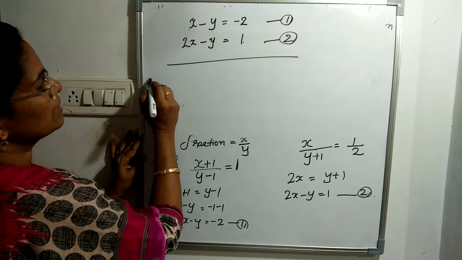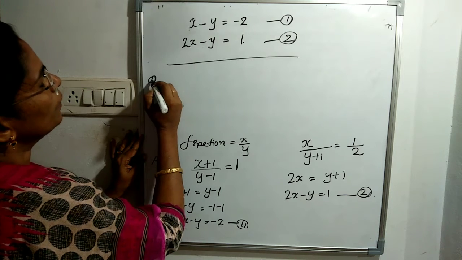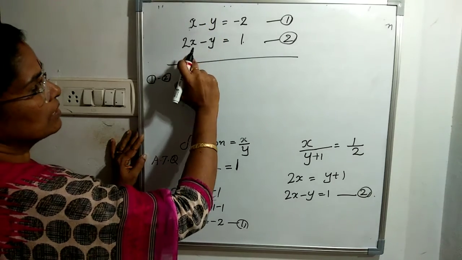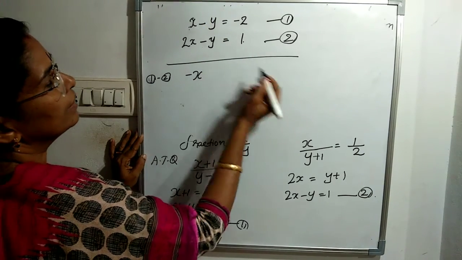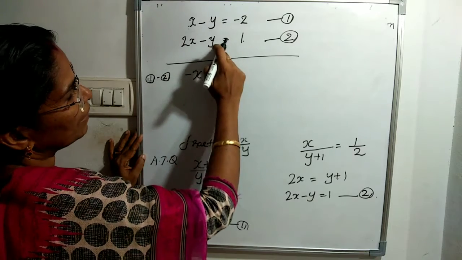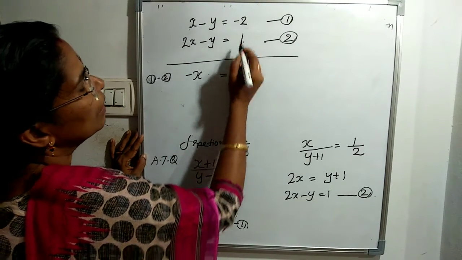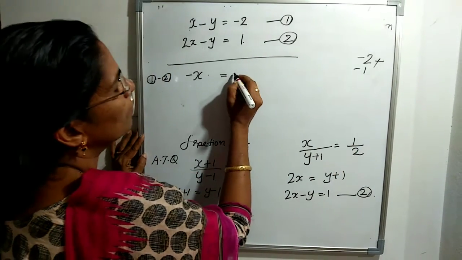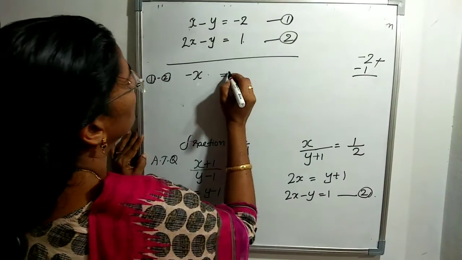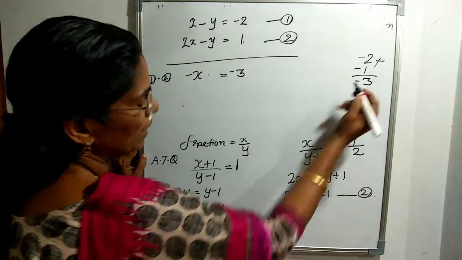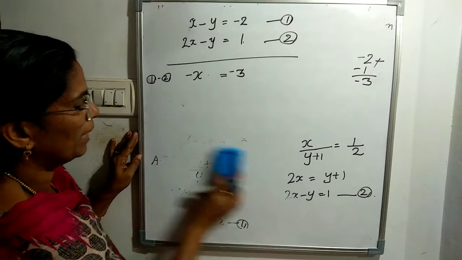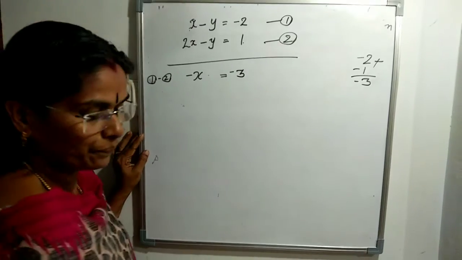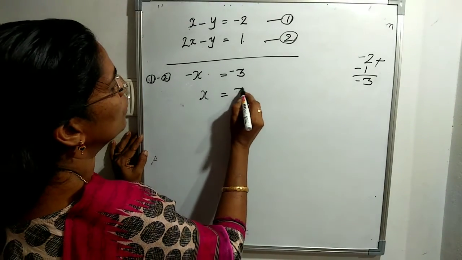We subtract equation 2 from equation 1. We take 1 minus 2 now. x minus 2x, so it will be minus x. Next, minus y subtract minus y becomes 0, no need to write. Minus 2 subtract 1, we get minus 3. So minus x equal to minus 3. Negative on both sides, so we can write x equal to 3.